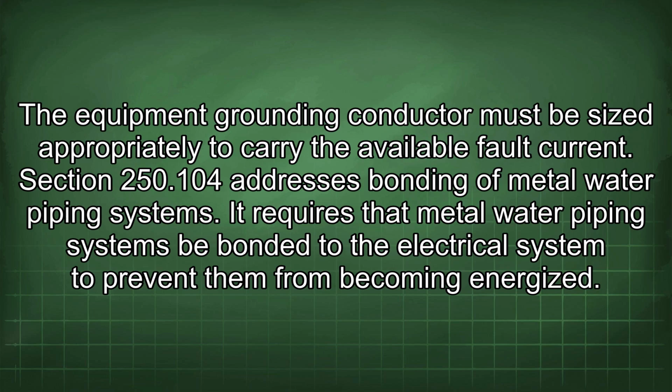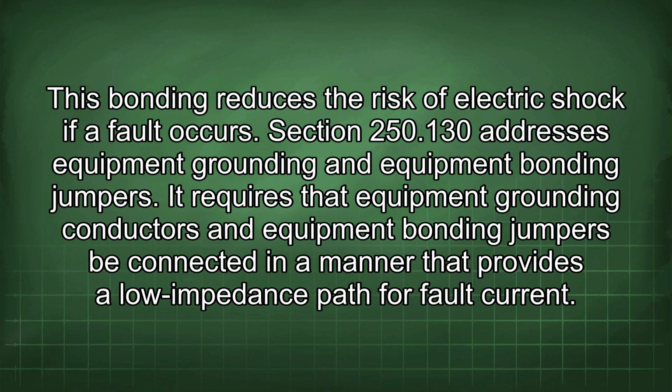Section 250.104 addresses bonding of metal water piping systems. It requires that metal water piping systems be bonded to the electrical system to prevent them from becoming energized. This bonding reduces the risk of electric shock if a fault occurs.